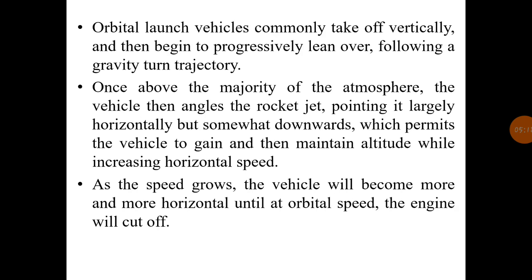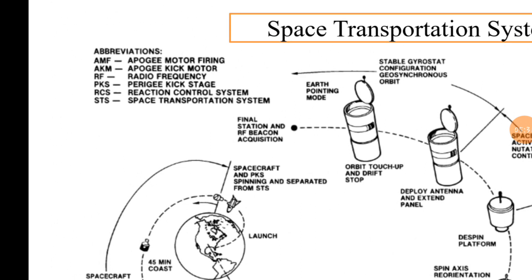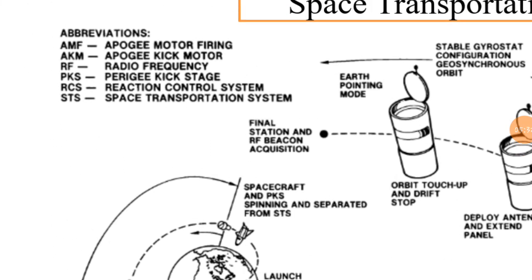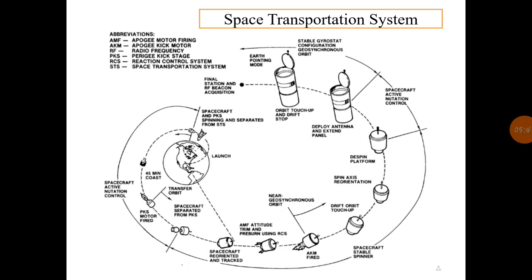As the speed grows, the vehicle will become more and more horizontal until the orbit speed is reached. So this is the space transportation system. These are the elements to be noted. Here AMF is the system used for operating motor firing, and AKM, RF, PKS, RCS and STS.